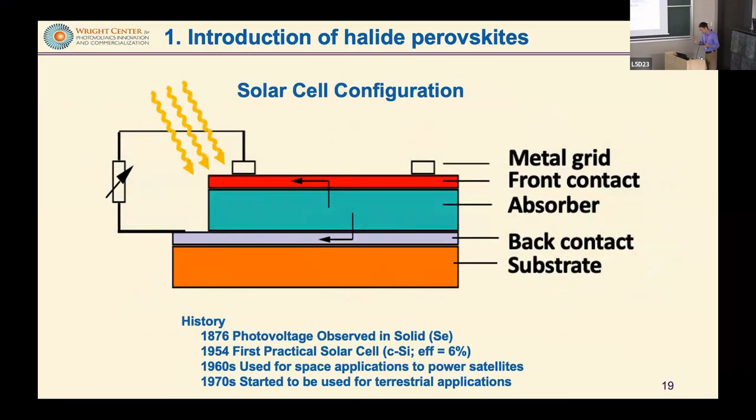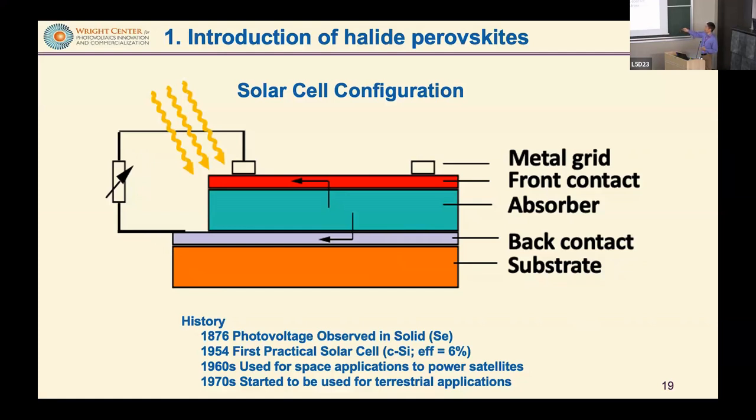Solar cells are actually something quite simple. The photovoltaic effect was discovered way back in 1876. The first solar cell was made with solid selenium, which is also a semiconductor. You can just use an absorber, like selenium. You put a front contact, like a transparent electrode, and then you put another contact in the back, called a back contact.